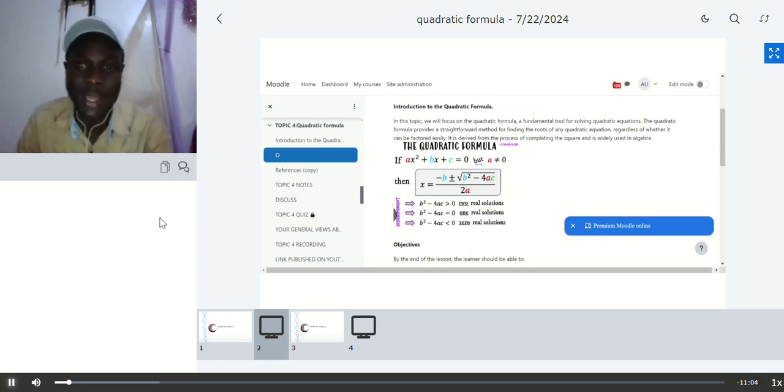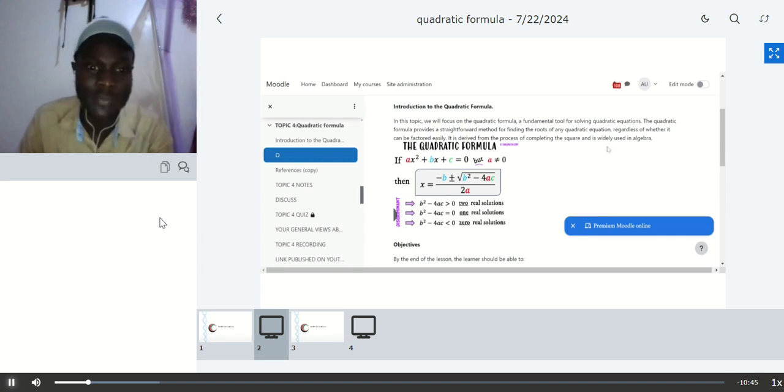Quadratic formula, a fundamental tool to solving quadratic equations. The quadratic formula provides a straightforward method for finding the roots of any quadratic equation, regardless of whether it can be factored easily. It is derived from the process of completing the square, and it is widely used in algebra.